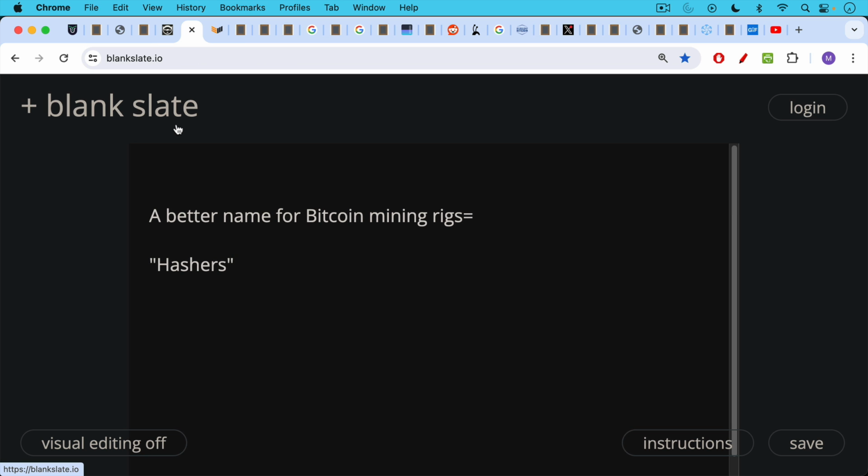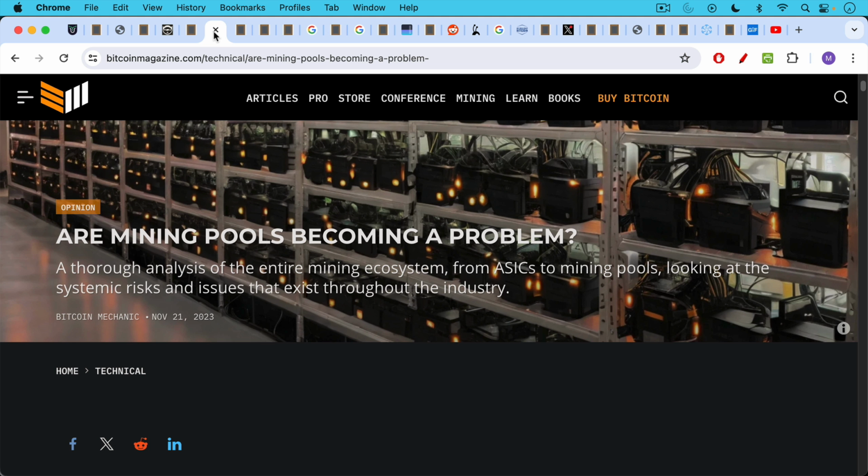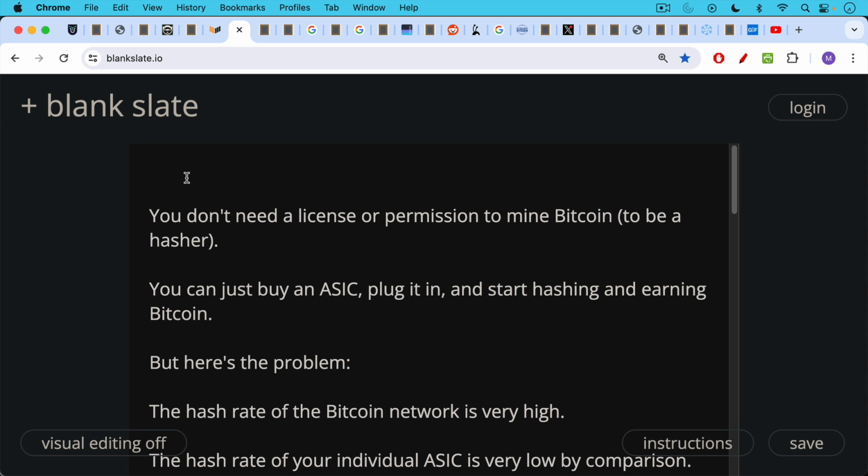I would say a better name for Bitcoin mining rigs would be to call them hashers, because this is really what they're doing. I got this idea, I believe, from Bitcoin Mechanic, and I'll link to his very good article in the description notes below. Now, you don't need a license or permission to mine Bitcoin, to be a hasher, or to run a Bitcoin mining rig. You could just buy an ASIC, plug it into the power, plug it into the internet, and start hashing and earning Bitcoin.